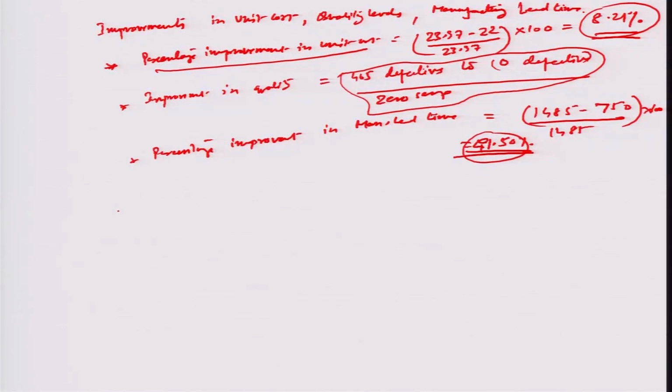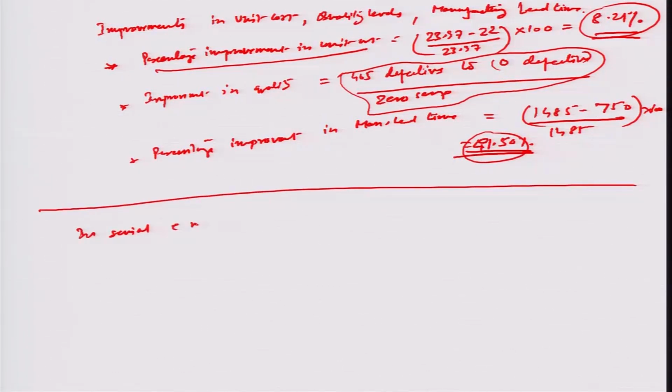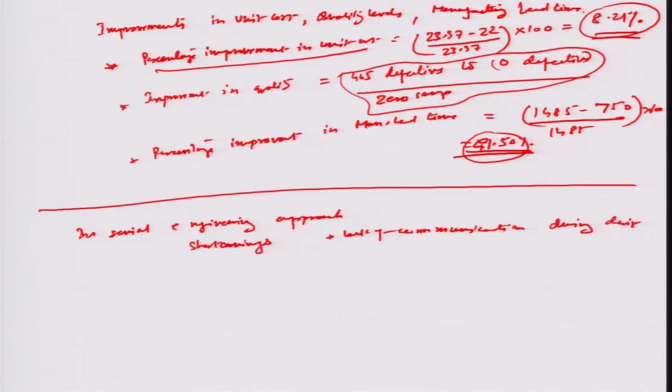For example, let's just categorize it this way: in the serial engineering approach, the shortcomings, if we look at them, are first of all lack of communication during designing of a product, or lack of communication between all stakeholders. So, who are the stakeholders? Stakeholders are members of various parts of the product life cycle.